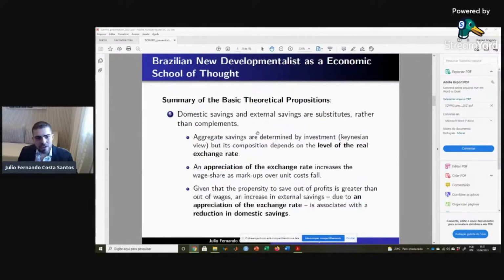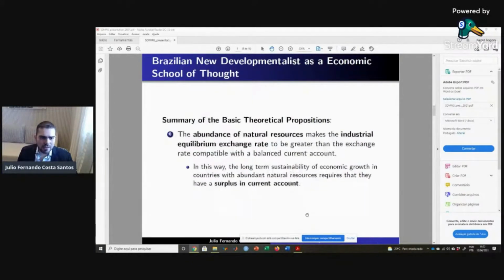Point five: domestic savings and external savings are substitutes rather than complements. Aggregate savings are determined by investment. Here we are using the traditional Keynesian view. But its composition depends on the level of the real exchange rate. An appreciation of the exchange rate increases the wage share as markups over unit costs fall. And given that the propensity to save out of profits is greater than out of wages, an increase in external savings due to an appreciation of the exchange rate is associated with a reduction in domestic savings.